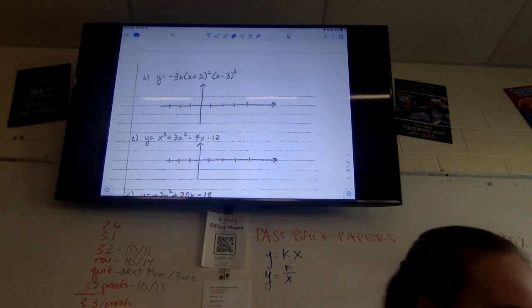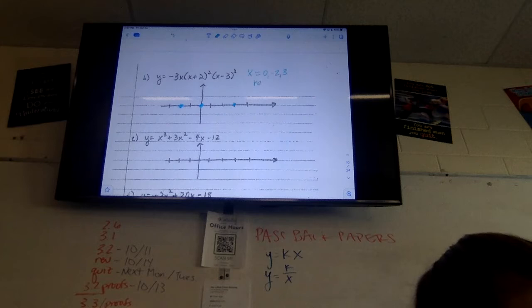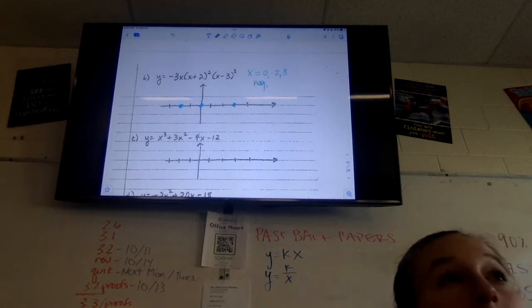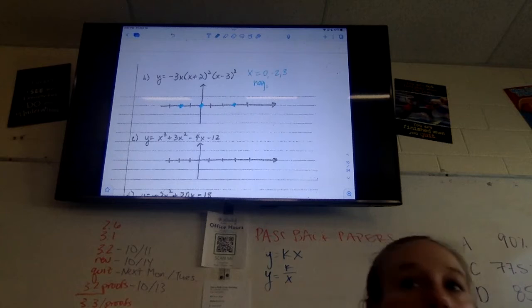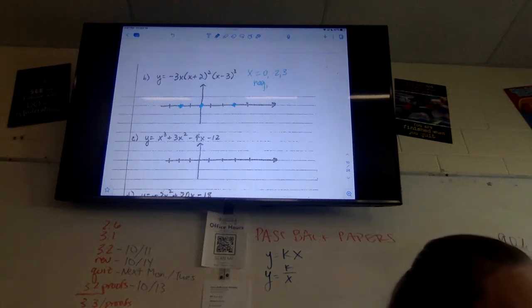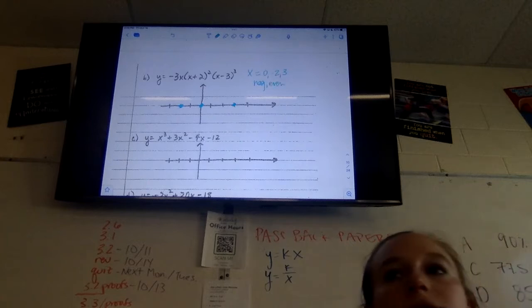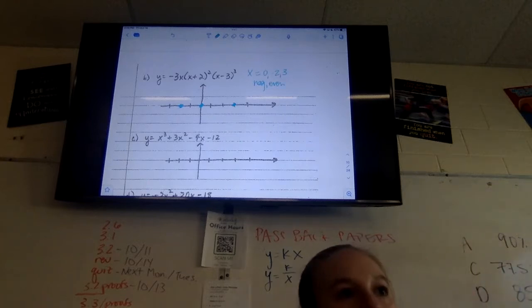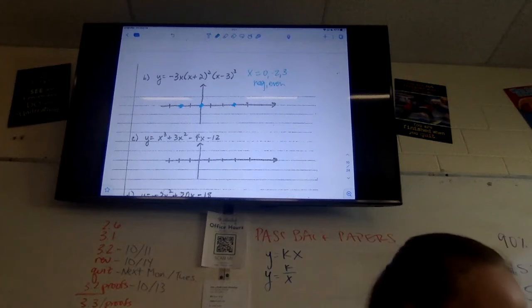Okay, I'm going to put my zeros up first. Negative, and it's got 3 plus 2 is 5 plus 1 is 6, so that's even. What does negative even look like? Down, down. Good.